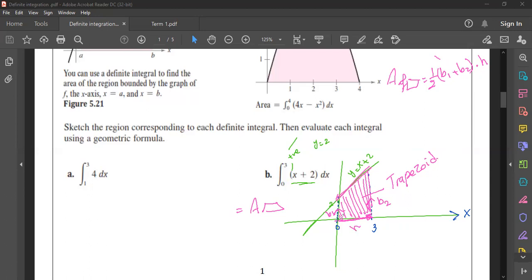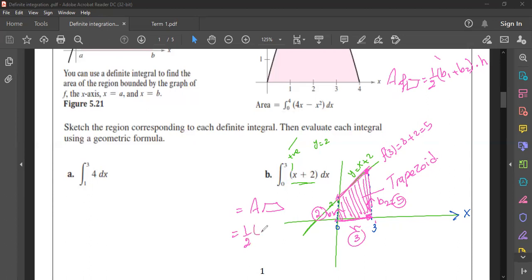Base 1, as you see, from 0 to 2, it will be 2. Base 2, at 3, we need to know the value of y, because base 1 and base 2 are the y-coordinates at 0 and at 3. Just replace here, find f of 3, which will be 3 plus 2, it will be 5. So base 2 equals 5. What is the height from 0 to 3? It will be 3.